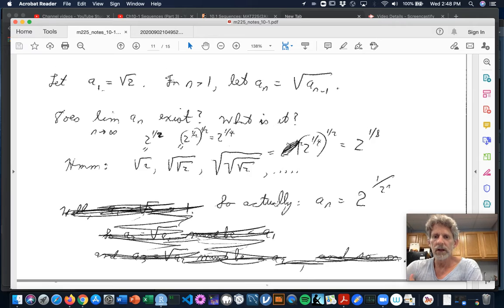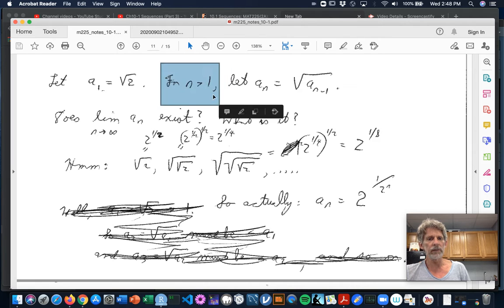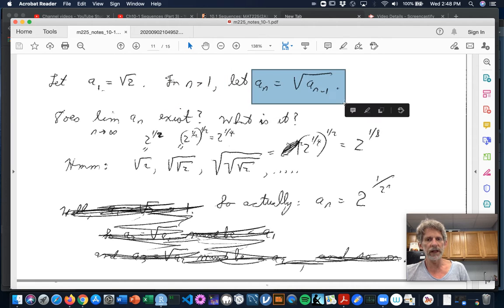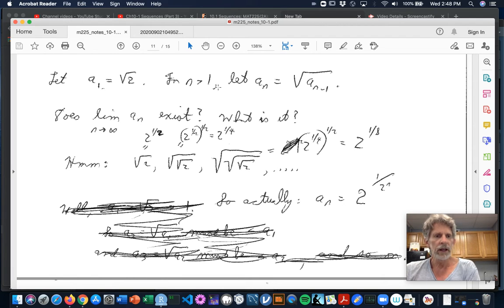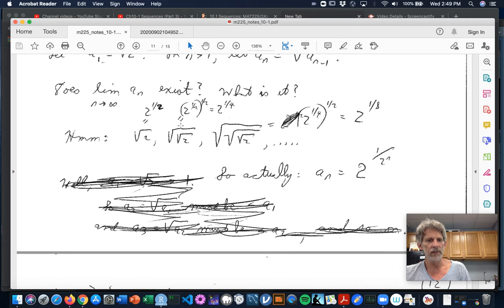So with that in mind, let me take a look at a recursively defined sequence. And let's see if this is like an easy sequence or a hard sequence to think about the limit of. I'm going to let a1 be the square root of 2. And then for n bigger than 1, my builder rule is that a_n shall be the square root of a_(n-1). And I'm wondering, does the limit of a_n exist as n goes to infinity? And if so, what is it?